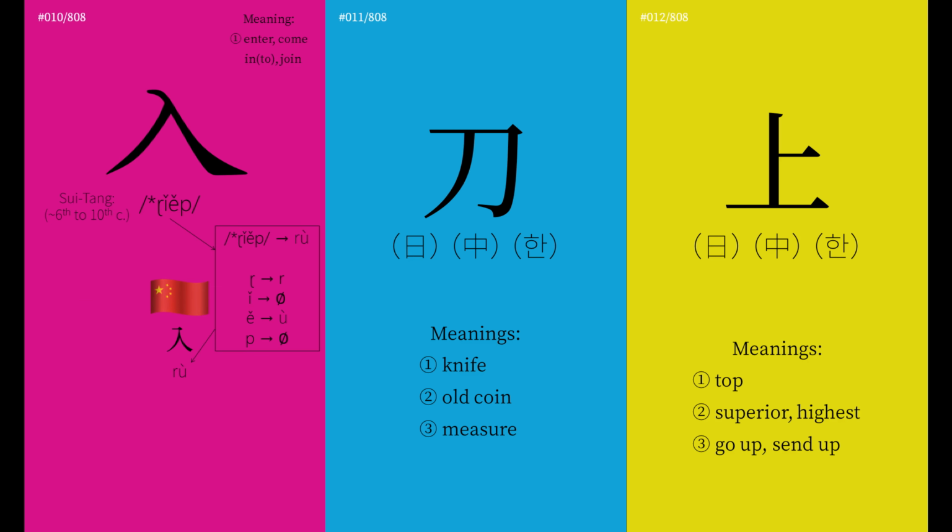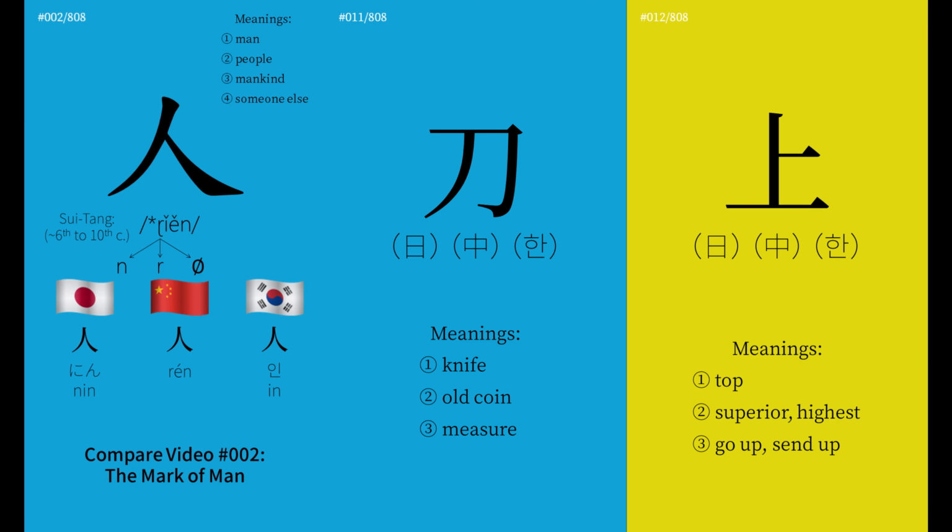When liep's initial consonant becomes an r, the i and final p disappear, and the vowel e becomes a u. For the Japanese nyu, liep's initial consonant becomes n. The vowels go from ie to yu, and the final p disappears. For the Korean ip, everything disappears except for the vowel i and the final p.